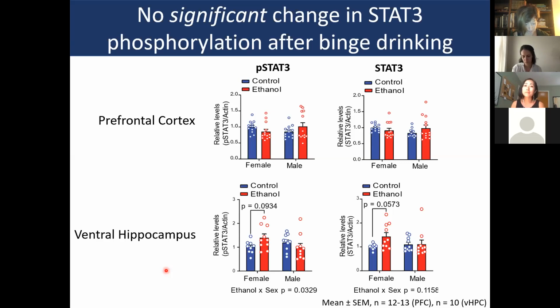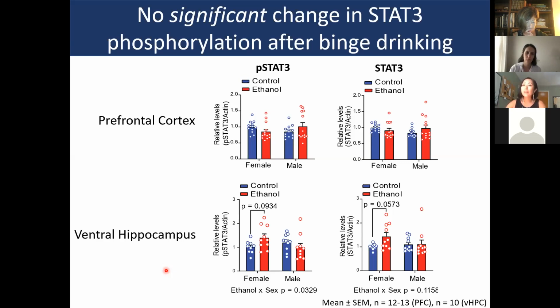And this could suggest that STAT3 is not activated, or potentially that STAT3 activation is more transient and we missed the time of its activation. STAT3 could also be activated in a subpopulation of cells, and that change was just not observed in the way that we collected our tissue.